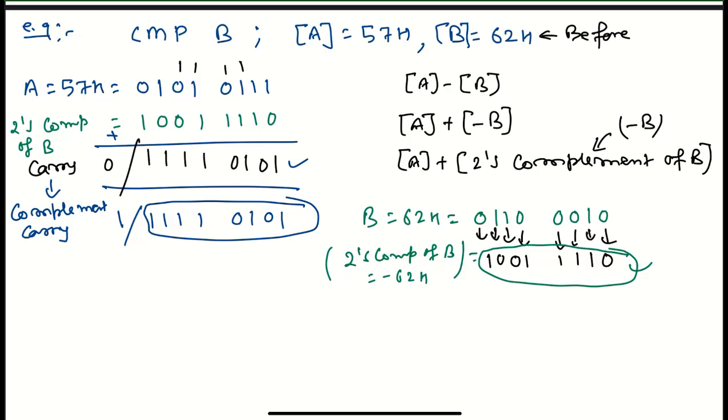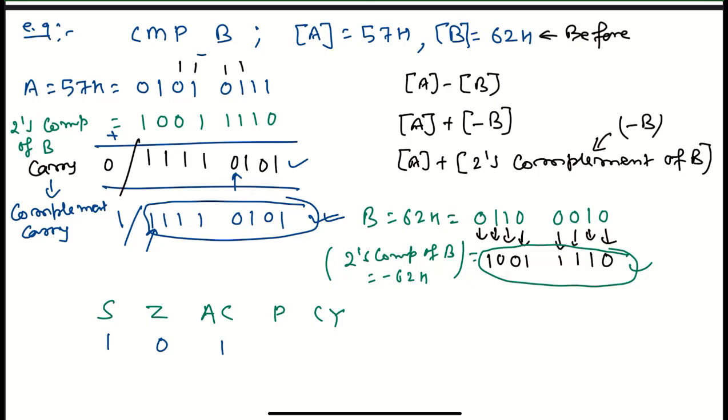Now we will write about the flags: sign flag, zero flag, auxiliary carry, parity and carry. If you see that this MSB bit is 1, the sign flag will be 1. The result is non-zero, so the zero flag will be 0. From the fourth stage, an auxiliary carry is generated here, which is added at this stage, so the auxiliary carry will be 1.